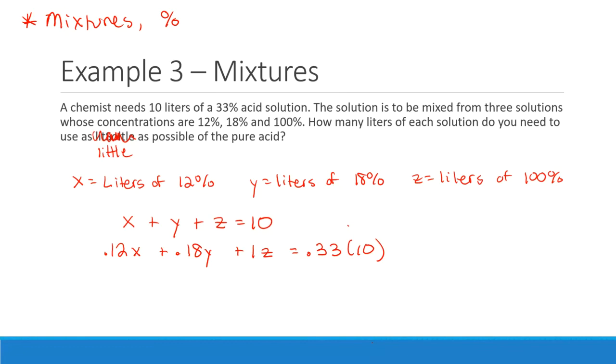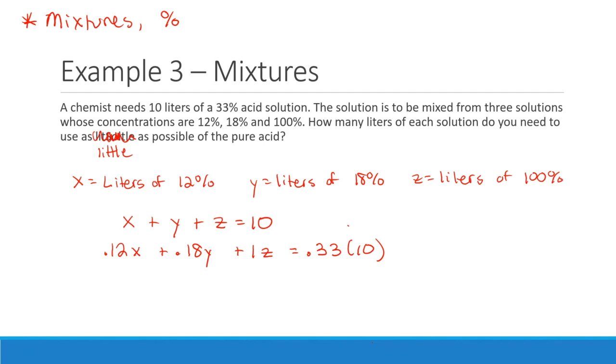So as you add 12%, you're adding in more water than, say, the 18% adds in. So that's going to dilute it the most because it has the least amount of acid. If you want to use as little as possible of the pure acid, you don't want to dilute it, so you don't want to use what would dilute it the most, and the 12% would dilute it the most. So you don't want to use the 12% because that's just going to dilute it too much. So you really want to use the 18% and the 100%.